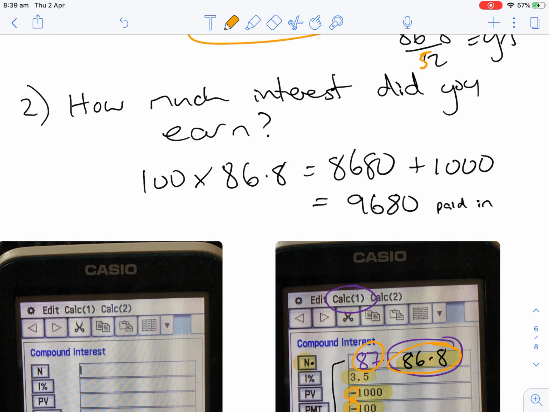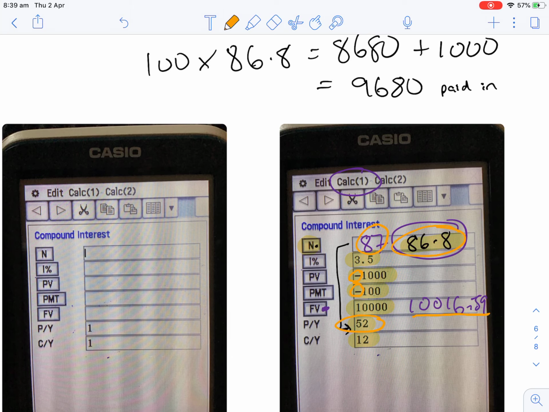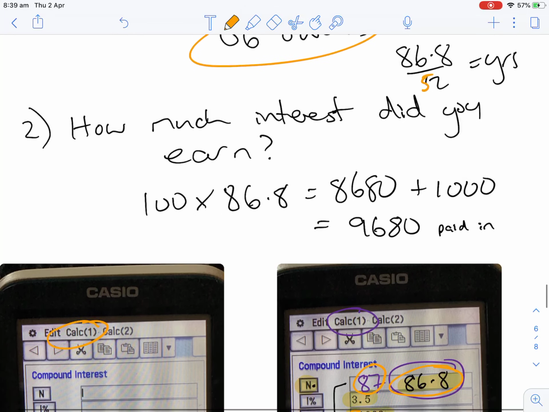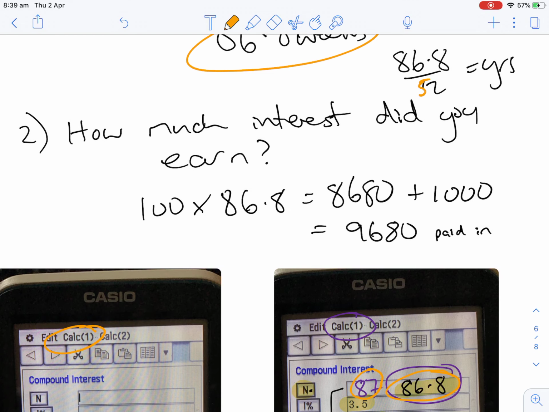Now, how much interest did you earn? Well, again, this doesn't appear on the screen. It kind of does. There is another button. If we went into this Calc 1 button, there's a little thing called amortization, and I'll tell you about that in a second. But generally, we need to show our working, so let's go through that.